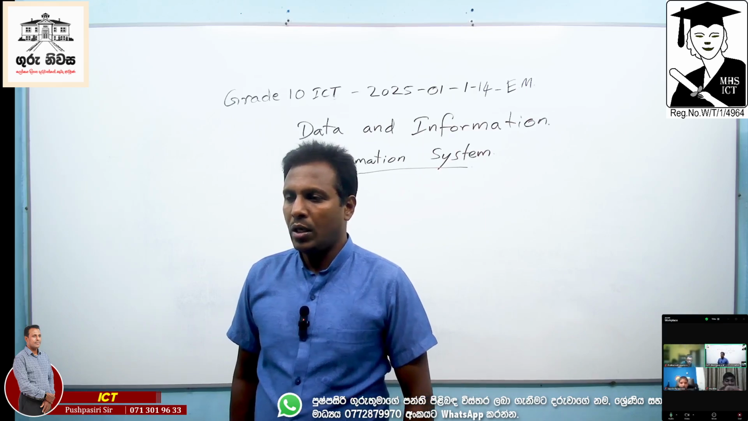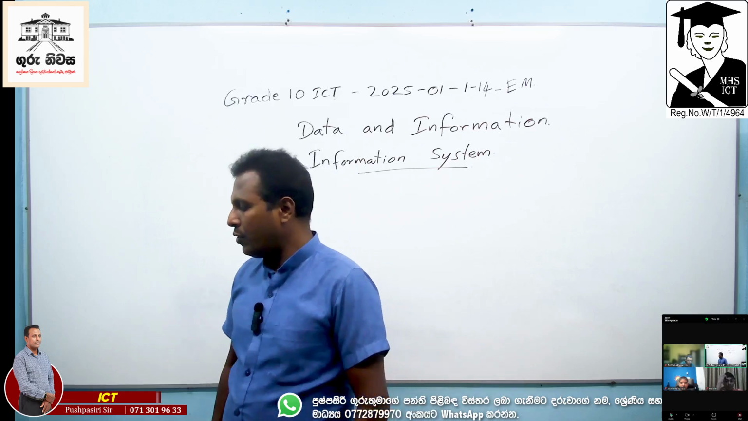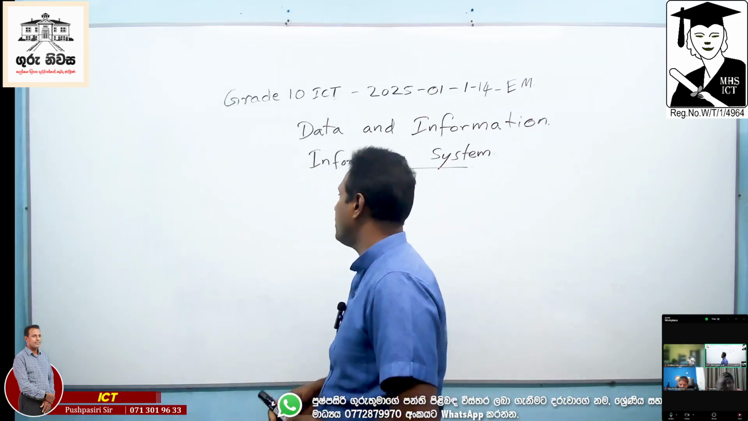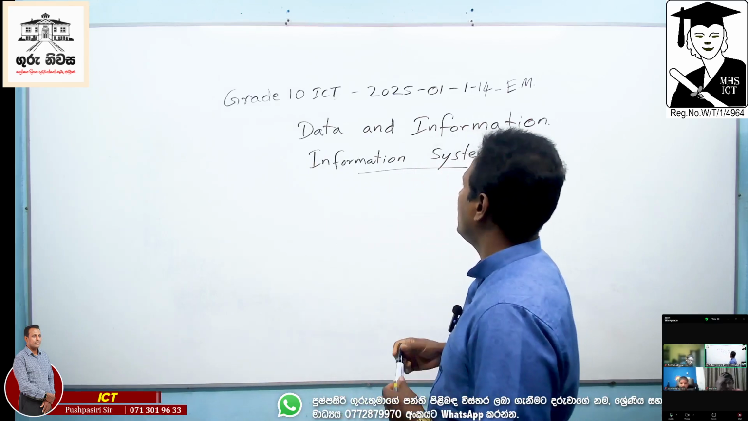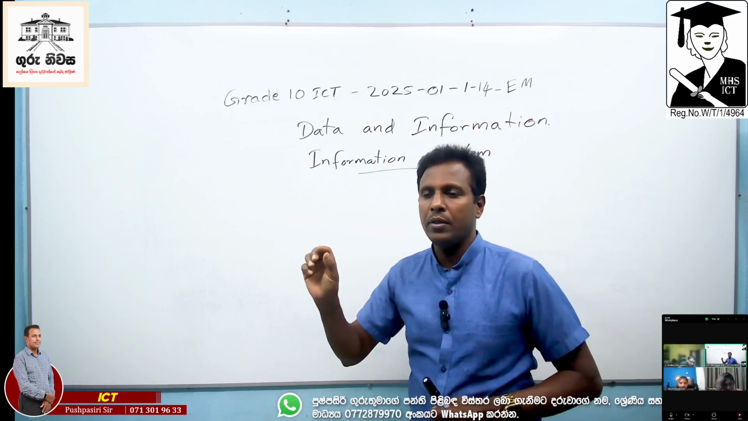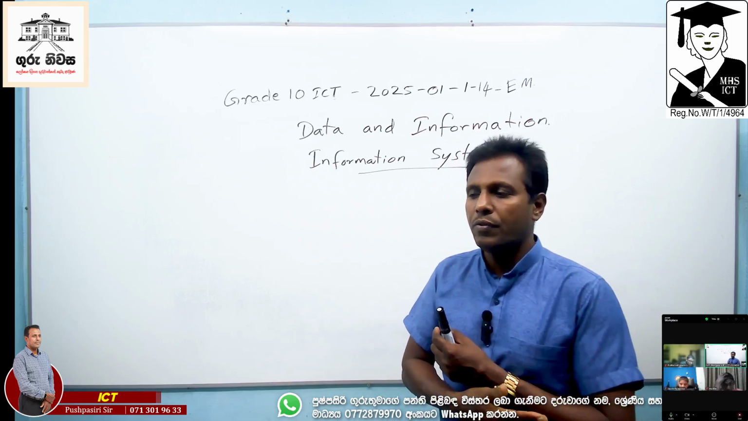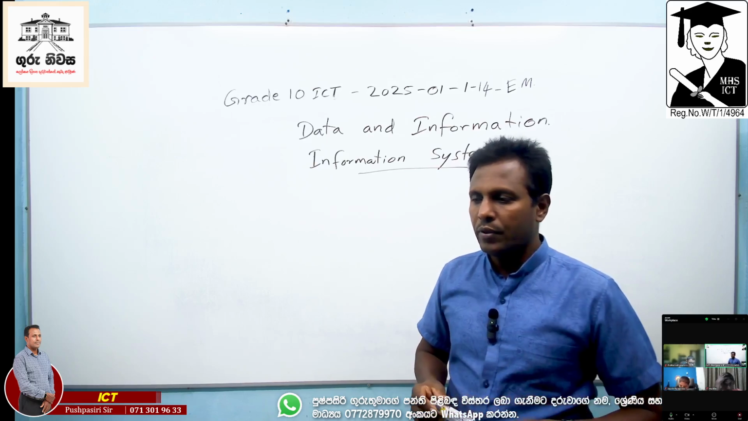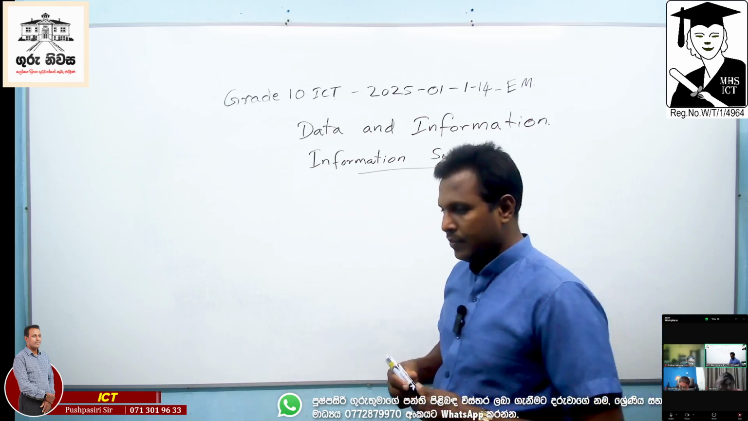So what is the function of an information system? Write down in another paragraph: following are the functions of an information system.